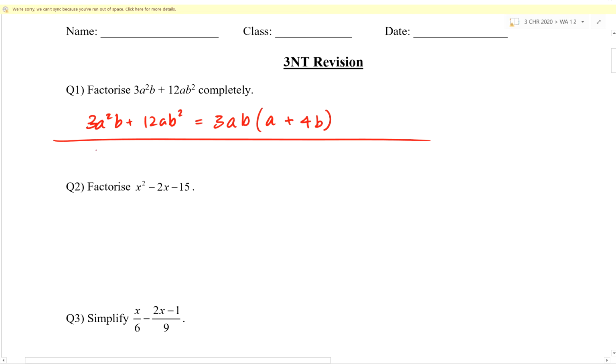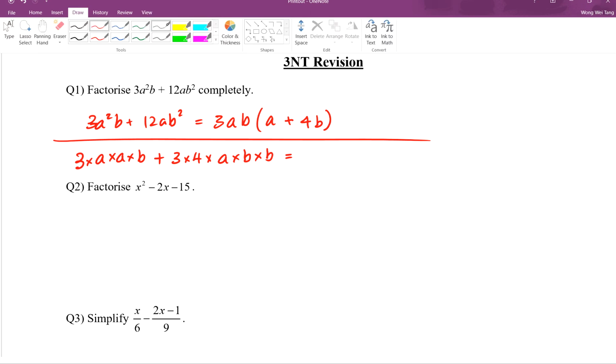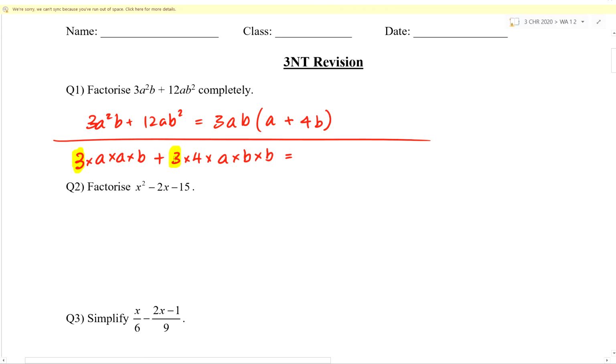Alternatively, to visualize better, our 3a squared b can be written as 3 times a times a times b, plus 12ab squared. Now 12 can be rewritten as 3 times 4 times a times b times b. Now we are going to remove the common factors. We see that 3 is a common factor, a is a common factor, b is a common factor.